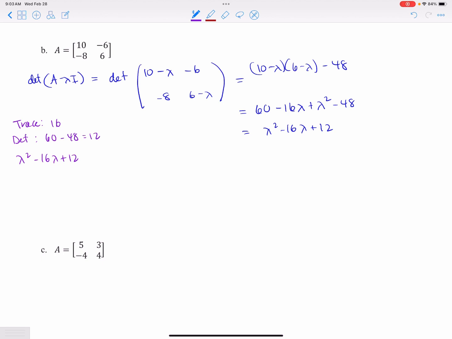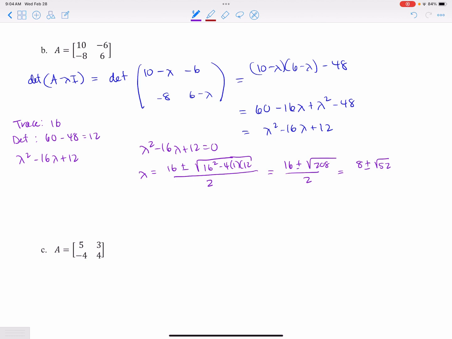To find the eigenvalues, I want to set this equal to 0. So lambda squared minus 16 lambda plus 12 equals 0. This is not factorable, so let's use the quadratic formula. Lambda equals negative b plus or minus the square root of b squared minus 4ac, all over 2a. So I have 16 plus or minus the square root of 208, over 2. And you could simplify this.